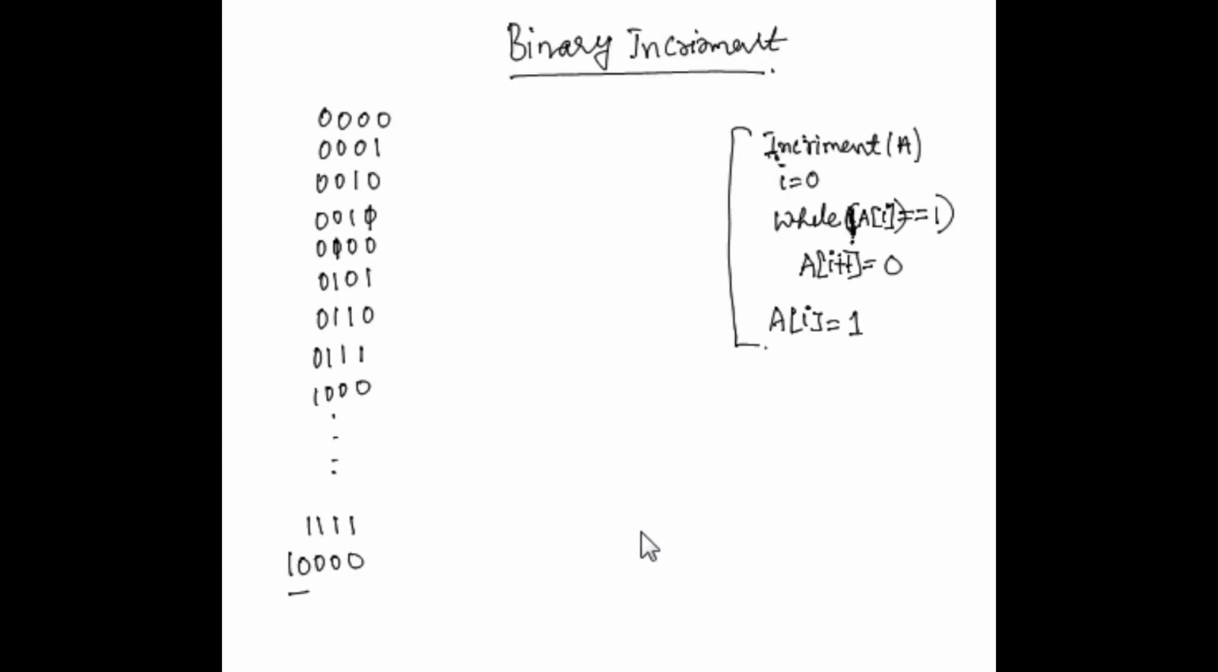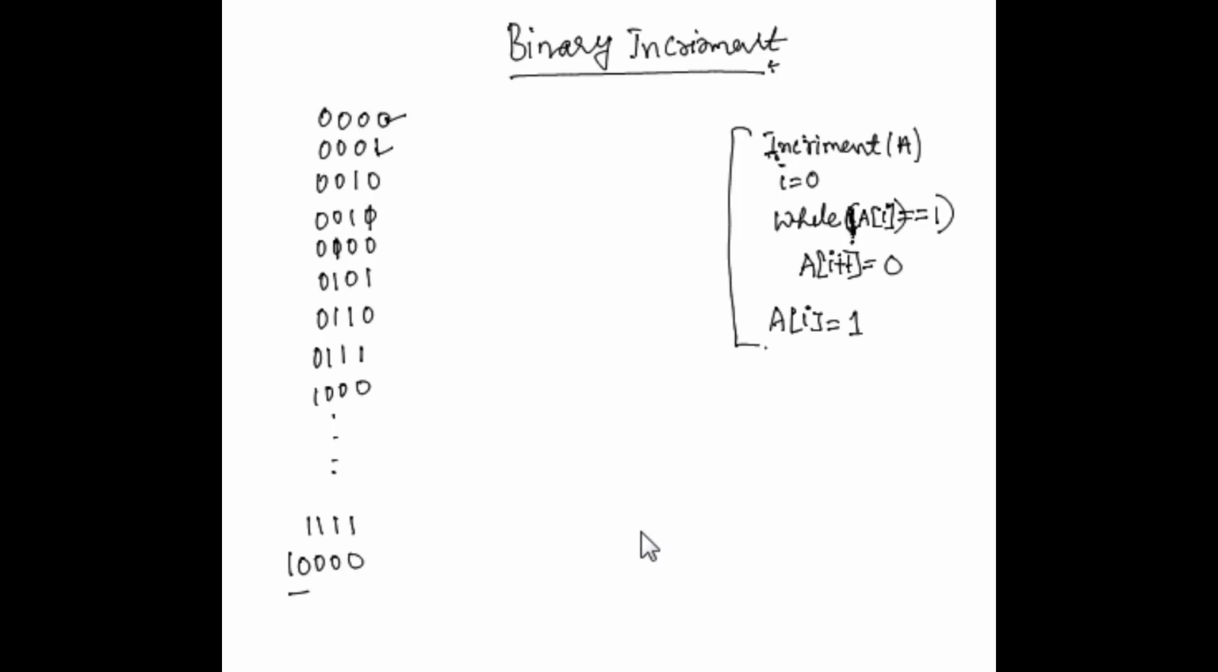So let's talk about what is known as a binary increment function. You have a binary counter which initially has all the values set to 0, and when I call this function once, it should become 0, 0, 1. It should increment by 1.